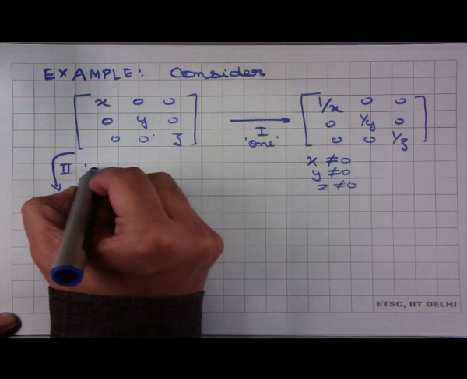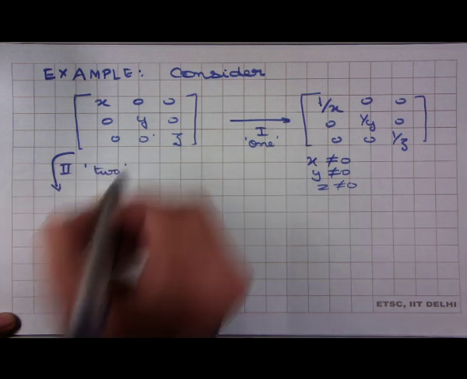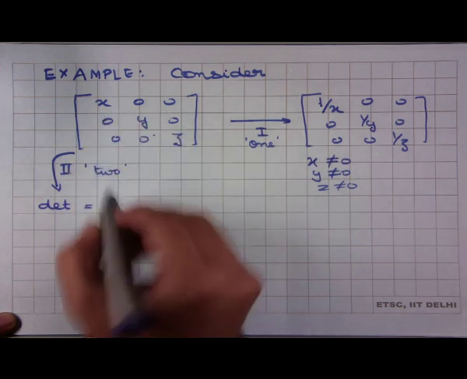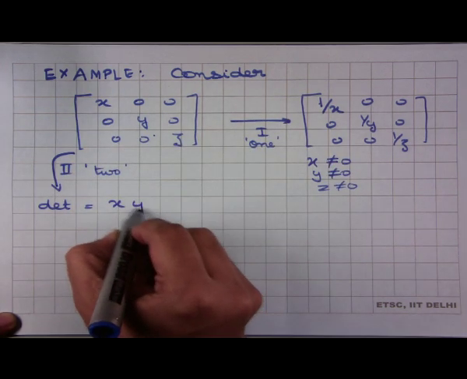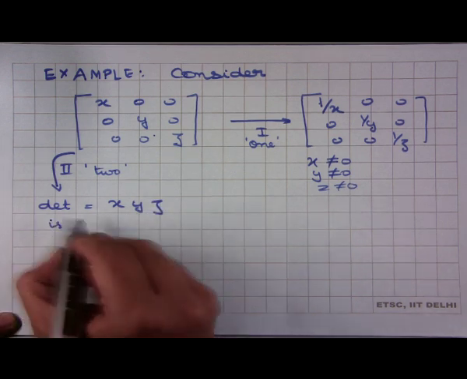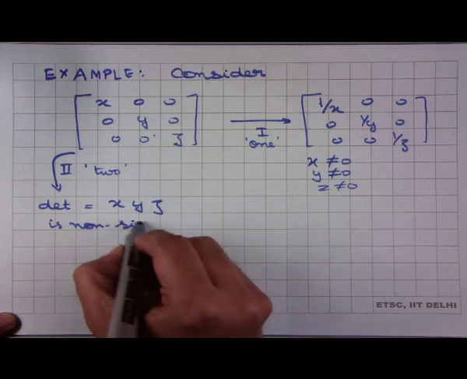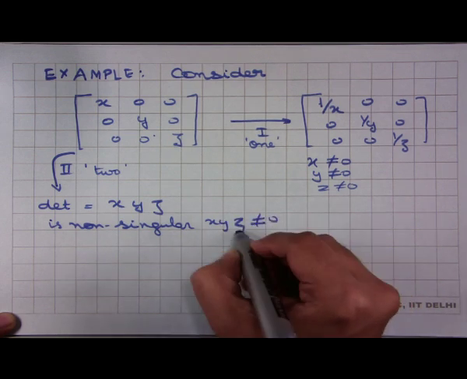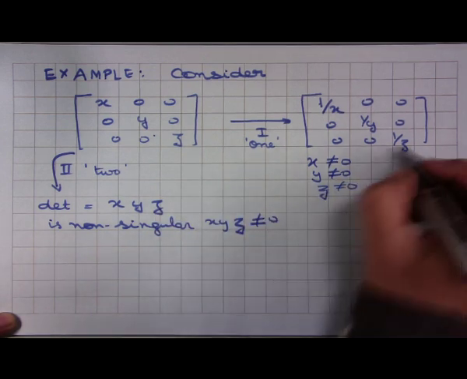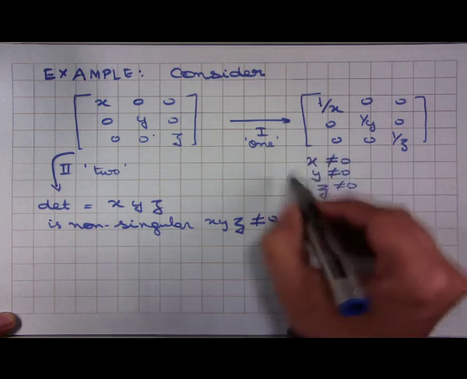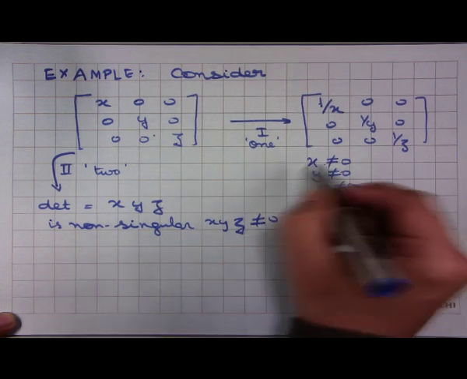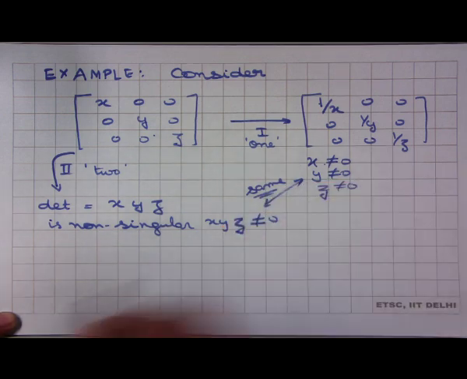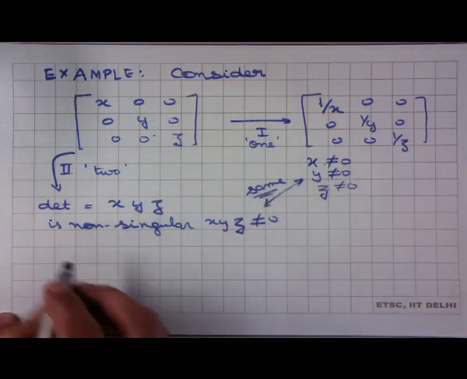So, method 2. What is the determinant? It's a diagonal matrix. So, by the property the determinant is x y z, and this is non-singular if the determinant is not 0. So, the product x y z is not 0, and that you can see is the same condition as we see over here, that each of these are non-zero, then it is not 0, and vice versa. So, these are the same condition that we get. So, already we see that it is going to be an equivalent kind of derivation.